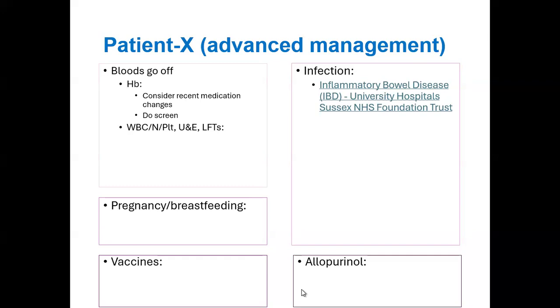With hemoglobin, it also might be due to anemia for whatever reason. It doesn't have to be IBD related. So I would recommend doing a screen. So your hemoglobin index, looking at your iron, your folate, your vitamin B12, etc. For white blood cells, platelets, U&Es, LFTs, exactly the same. Consider other recent medication, but if it's okay as per the shared care agreement, continue and monitor. And I normally recommend that they do bloods 2 weeks later. And if it's still a problem, refer back to the specialist team.